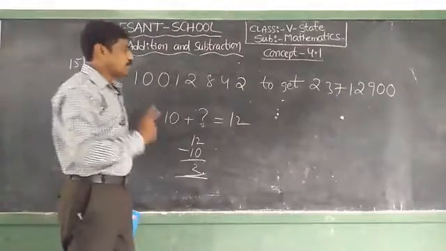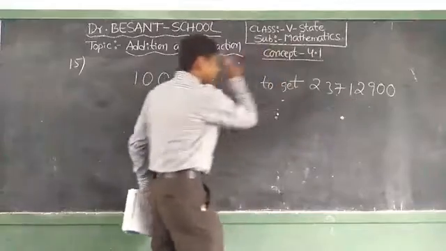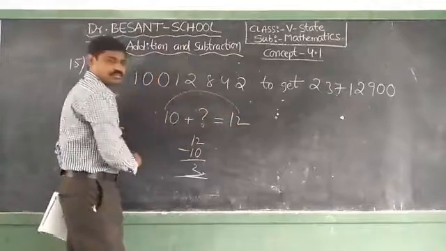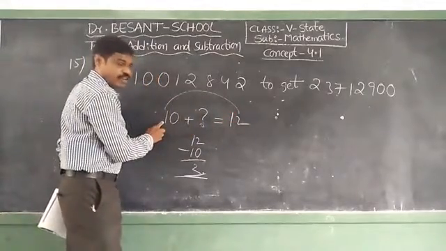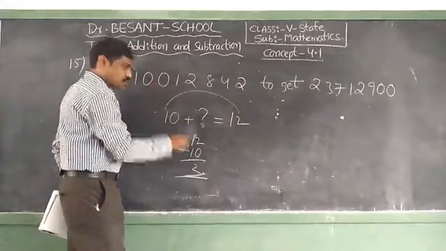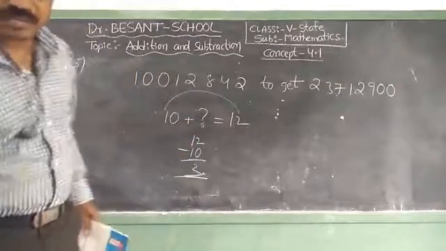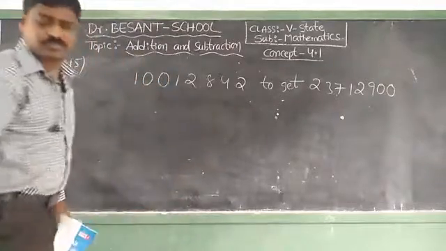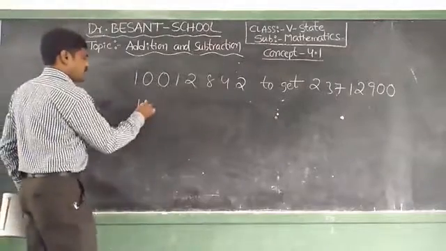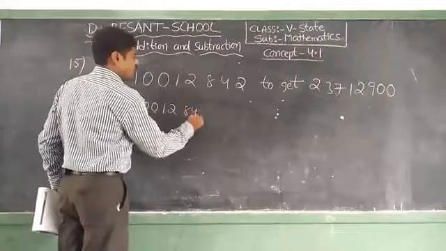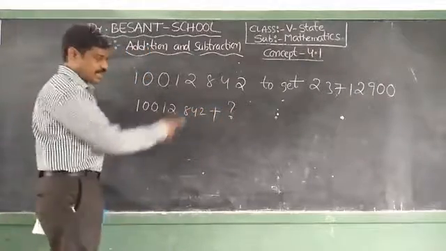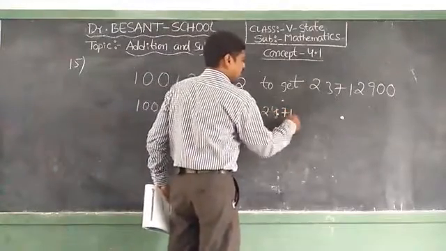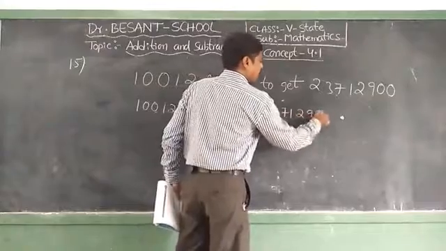So what we have to do? Simply we have to subtract this number from that number. Suppose this one we have to find. Then what we did? 12 minus 10. The subtraction of these two numbers we did, because we have to get this number. So 10012842 plus what should be added? Suppose this one we have to find, that is equal to 2371290.